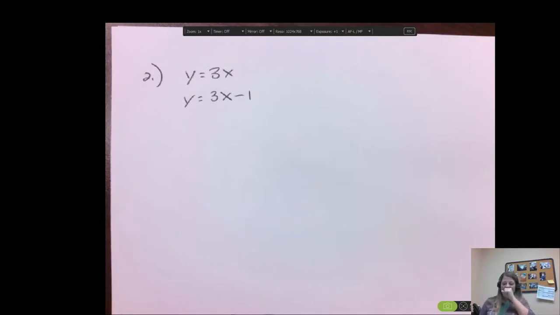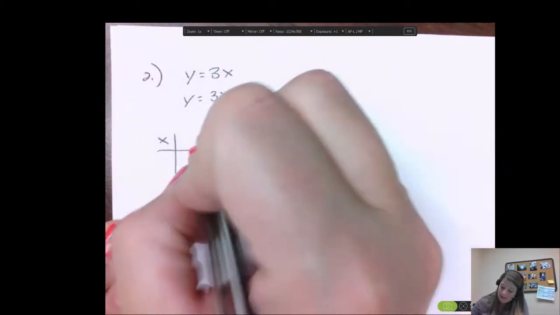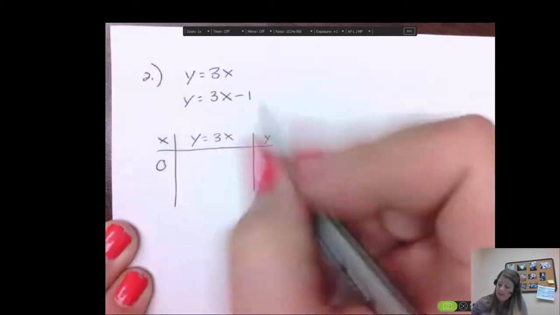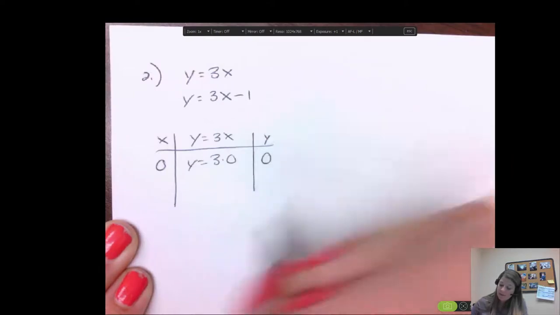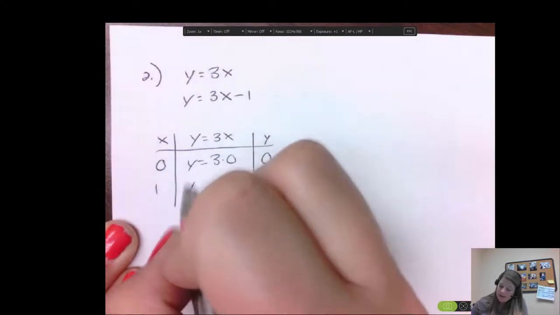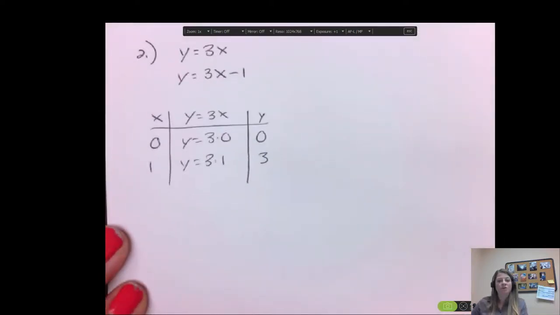Okay, so if I look at this one, do you notice the slopes are the same? That's the number in front of the x. And if two lines have the same slope, what kind of lines are they? They're parallel. So let's look again at our little chart and put in some numbers. So let's look at y equals 3x first, and let's put in 0. Well, 3 times 0 would give us 0. Let's put in 1. So we'd have 3 times 1, so we'd get out 3. There's at least 2 points for that first one.